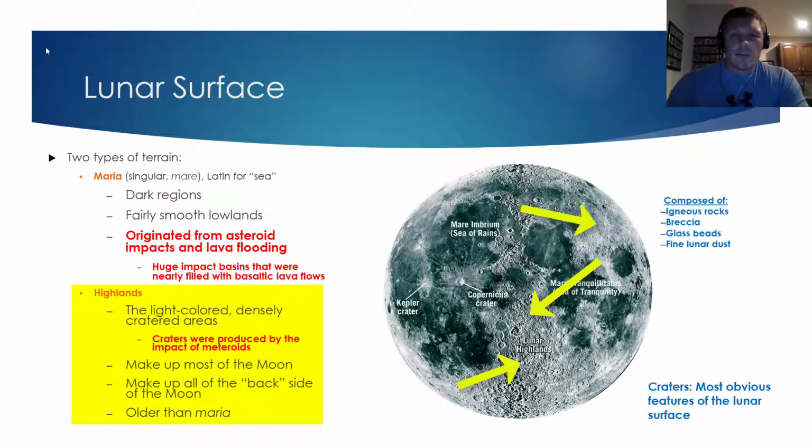And in the image shown on the screen, you can clearly see those cratered regions in the bright spots. Those craters were produced by impacts with meteoroids. And because the moon doesn't have an atmosphere to burn up meteoroids to any extent whatsoever, those meteoroids are capable of making some pretty significant pockmarks in the moon's surface. The highlands make up most of the moon.